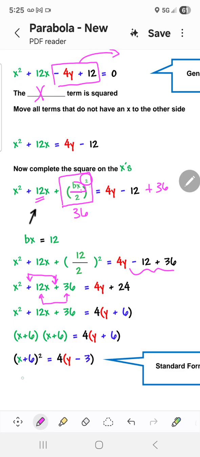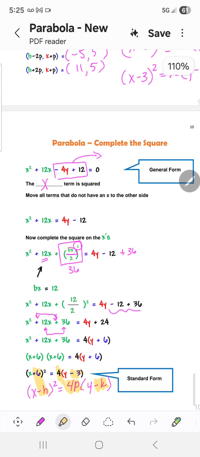So here now is the general form of this parabola. And from here, we can pick out all of our values. We can see that H is, let's line it up, H is a negative 6. K is a positive 3. And P is a 1. So we can find all of these values after we've completed the square.